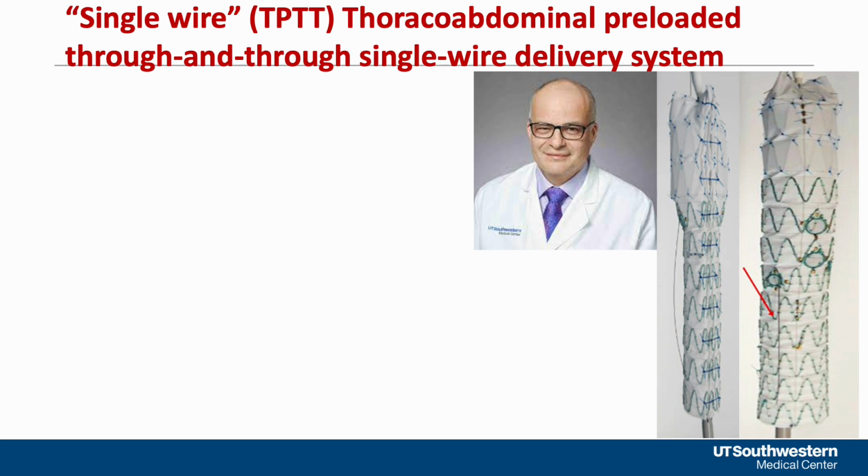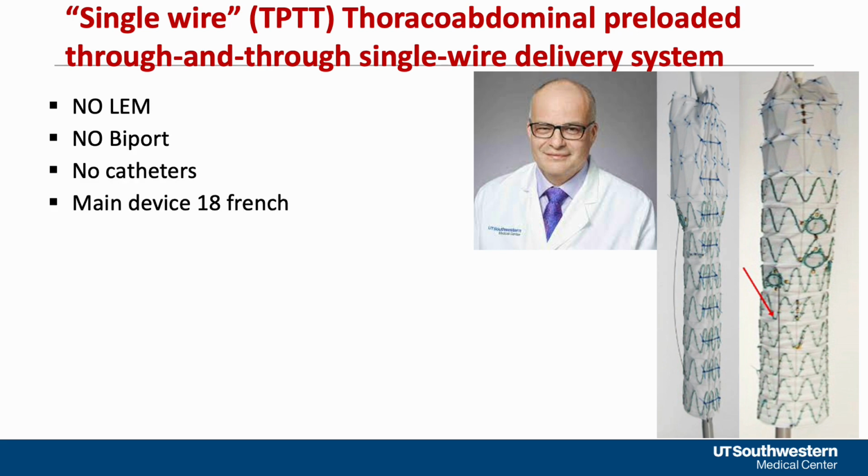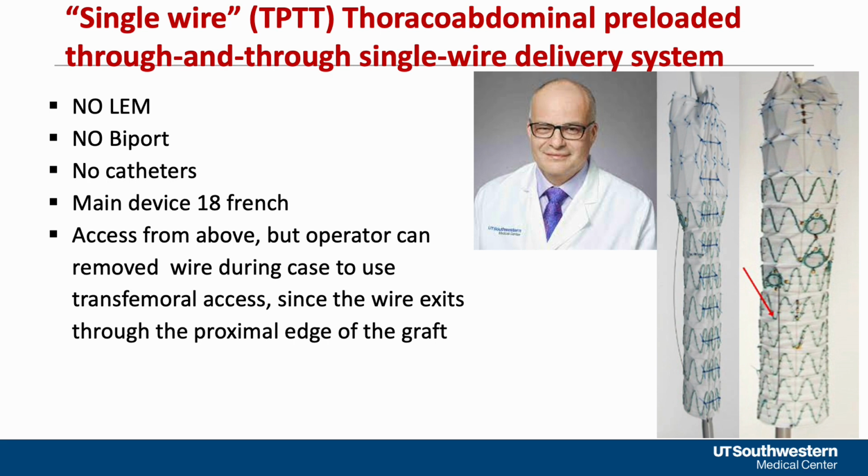And then the latest generation of preloaded delivery system is the single wire, or TPTT. That stands for thoracoabdominal preloaded through-and-through single wire delivery system. Basically, it looks for simplicity. It has no LEM, no BiPOR, no catheters. The main device is 18 French, and the access is only 1 vessel from above. The operator can remove the wire during the case and use transfemoral access. That is because the wire exits at the proximal edge.